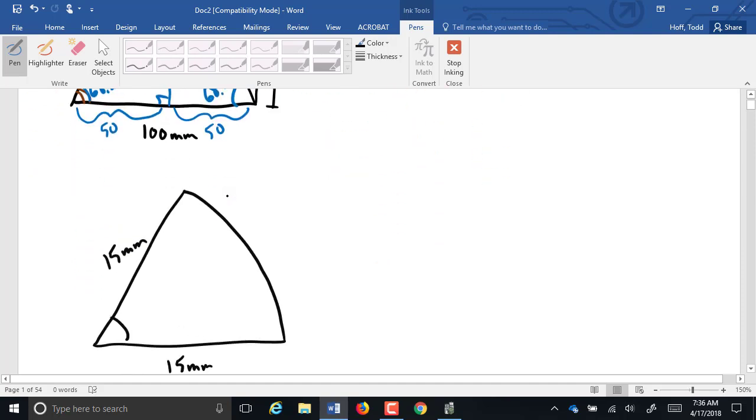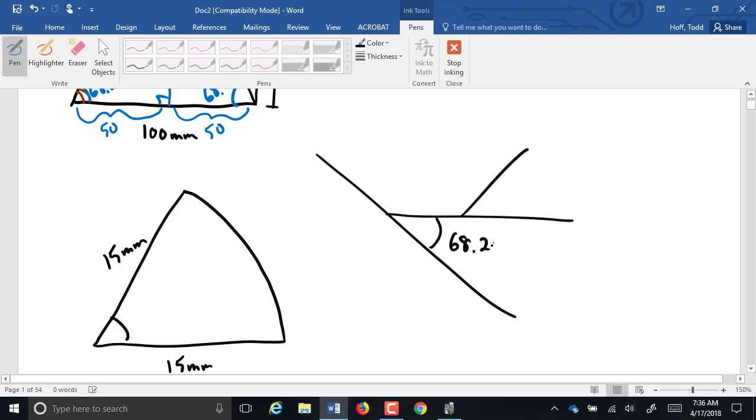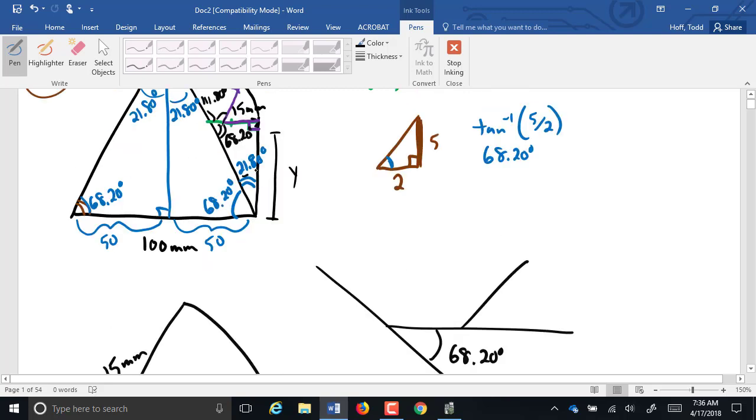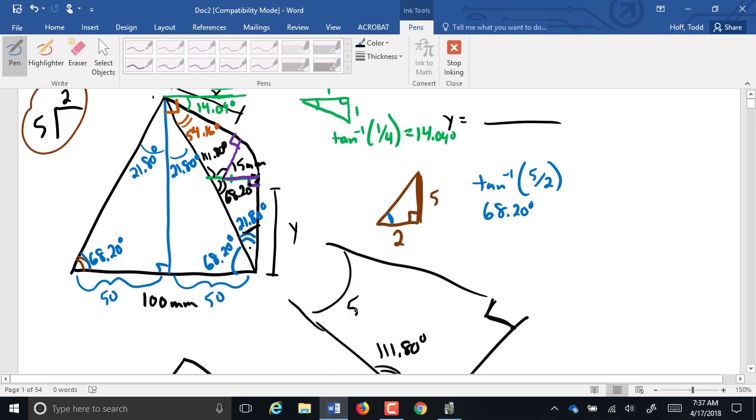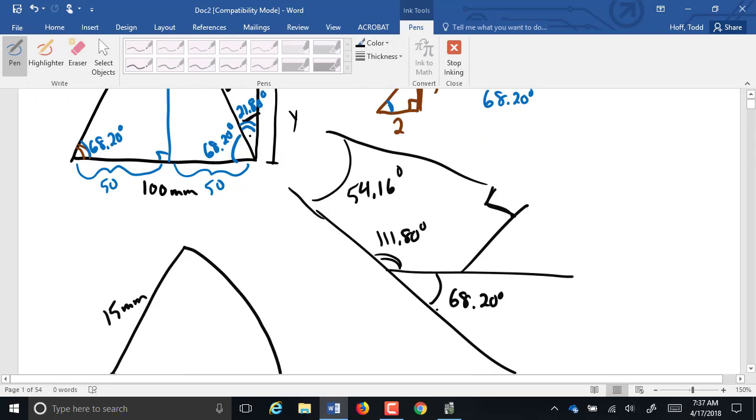I'm going to draw that out a little larger so you can see what's going on there. This is the 68.20, which is just the complement of this one, because that's a right triangle. That makes this here 111.80. If that's 111.80, this is 90 degrees here. Somewhere up here we had that 54.16. This angle has to be what? A four-sided figure has to have an angle sum of 360 degrees.